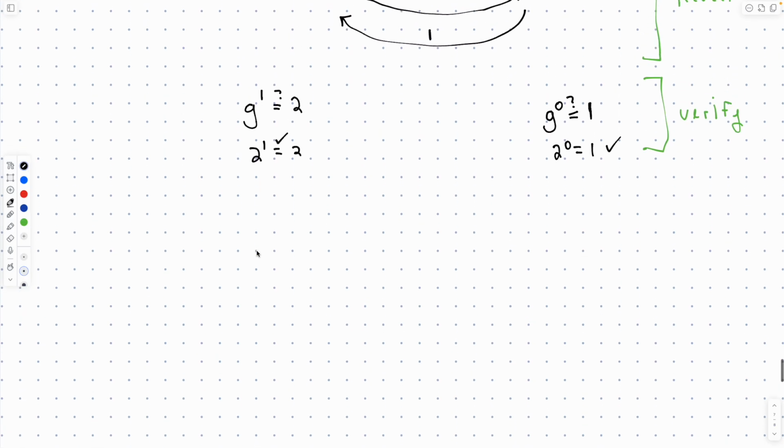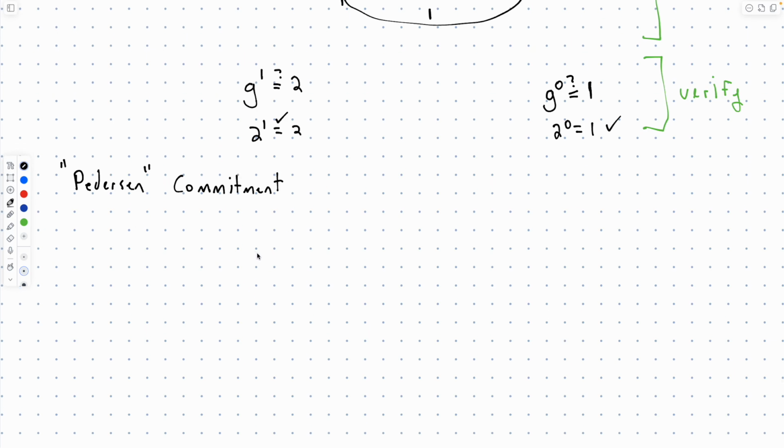Okay, so the next thing I want to do is make this non-deterministic. And so I'm going to show you a second related commitment, but it's a little more complicated, called a Pedersen commitment. Feldman and Pedersen were cryptographers. Okay, so in the Pedersen commitment, we're going to start the exact same way.